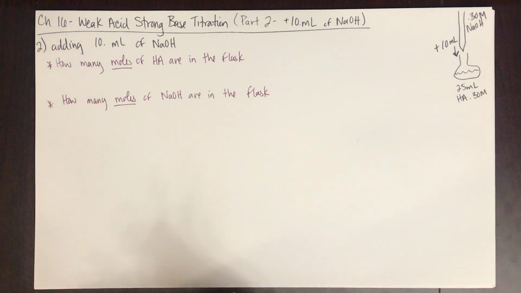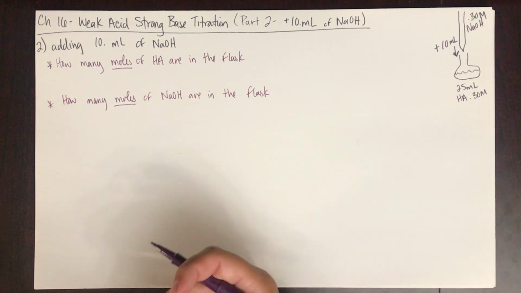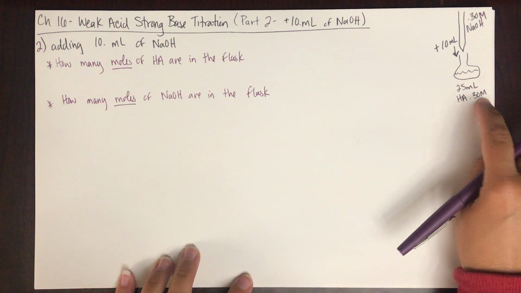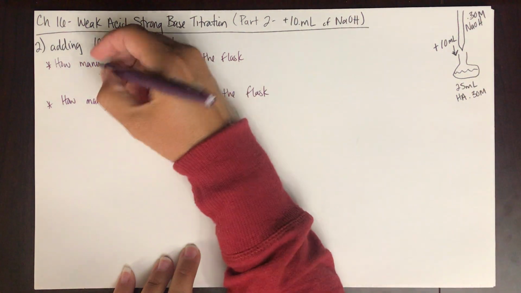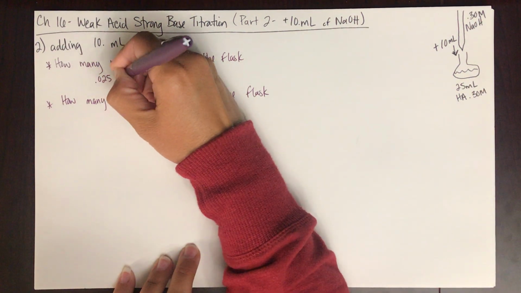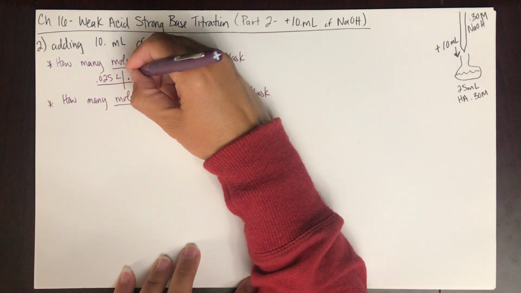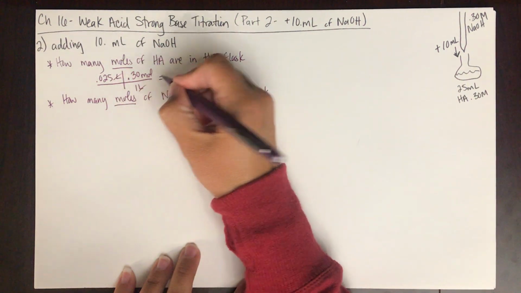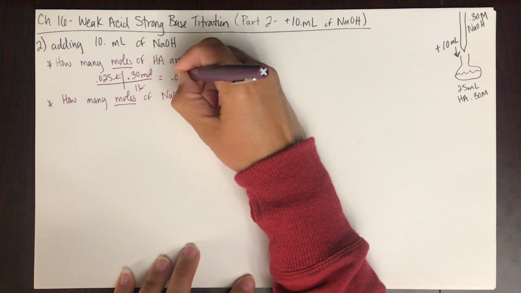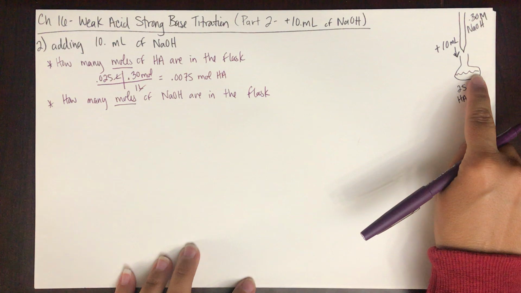First, let's calculate how many moles of weak acid are in the flask. Okay, so I'm going to do this in liters because I have the molarity, which is moles per liter. So instead of saying 25 milliliters, I'm going to say 0.025 liters. I have 0.025 liters at a molarity of 0.30 moles in 1 liter. So liters will cancel, and I will have 0.0075 moles of HA in this flask.